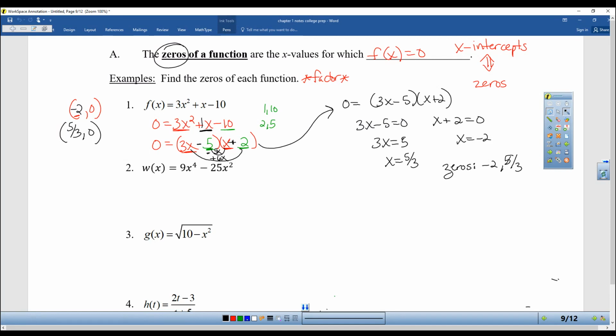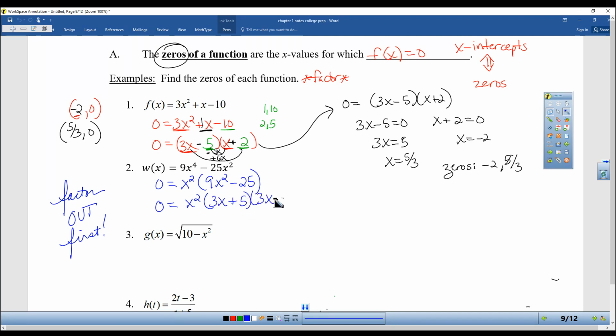So number 2 is still factoring, but the point for number 2 was to remind you about factoring out. A lot of people forget that you don't always jump into the two parentheses. Factor out first. So if I take out the x squared, I'm left with 9x squared minus 25. That's called factoring out. And that gives me 3x plus 5, 3x minus 5.